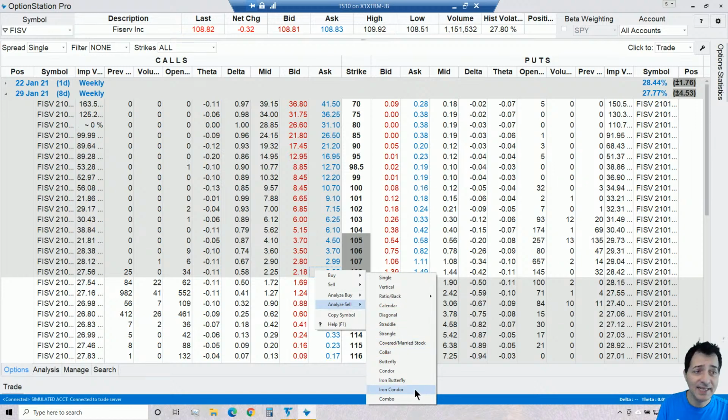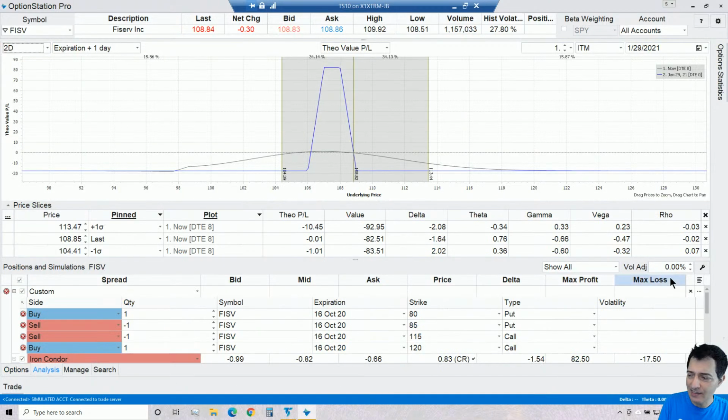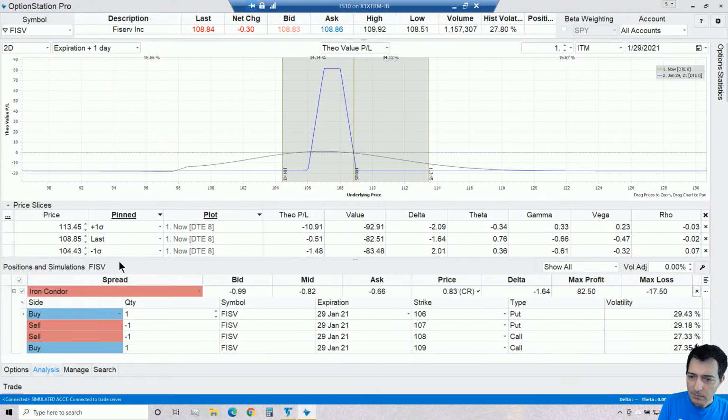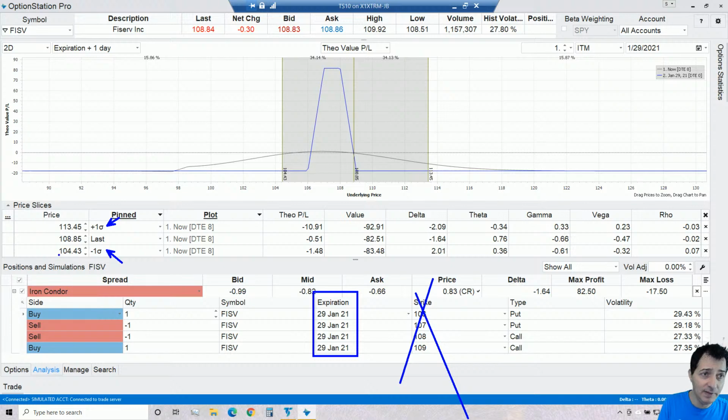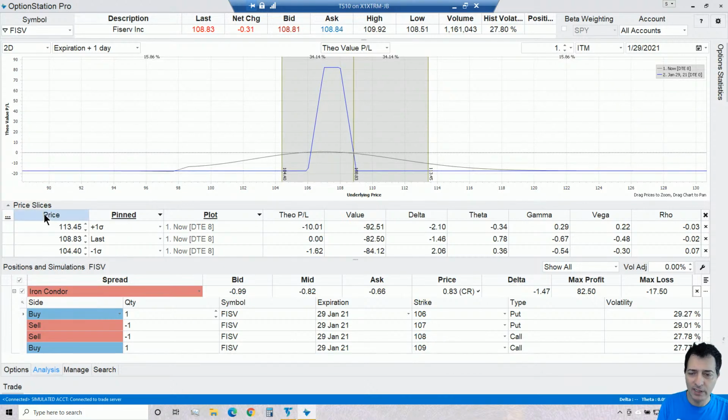When I say anywhere, it means that right now I don't care about the strikes. Right now I just care about moving the iron condor strategy into the analysis tab, because in the analysis tab, I have set up my parameters to be one standard deviation above and below. And because I have selected the date, even though I didn't select the strikes yet, it doesn't matter. So based on the date and based on the implied volatility built in those options, it's saying that that stock has potential to go from 104 to 113 plus.